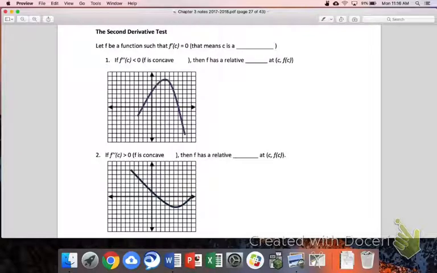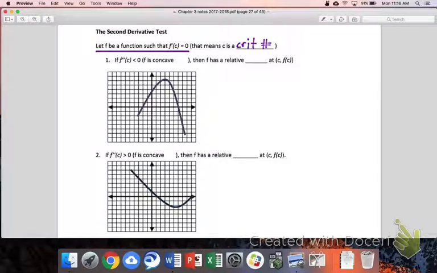I thought I would just lay some logical groundwork for this before we leave, and then we'll pick this up again tomorrow. So let's remind ourselves what all this means. It says, let f be a function such that f prime of c is equal to 0. This means that c is a critical number, a critical point. So you've got a critical number. It's where we've got a horizontal tangent line. So here are the 3 parts.